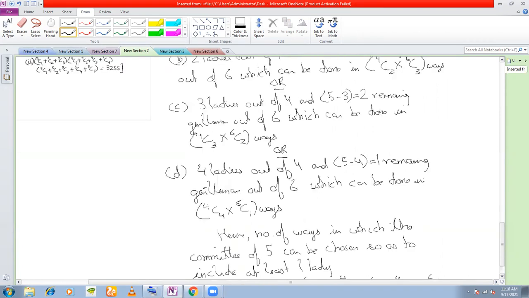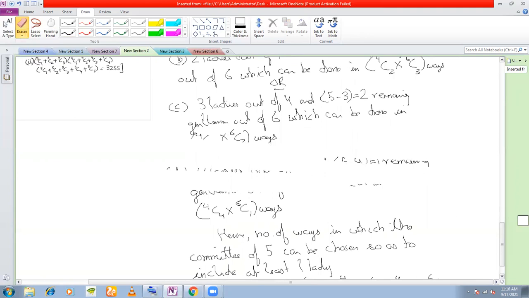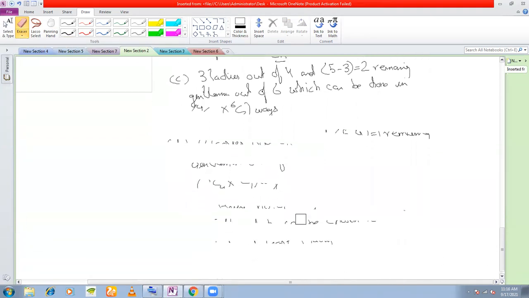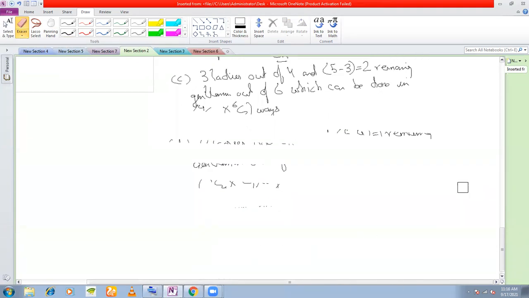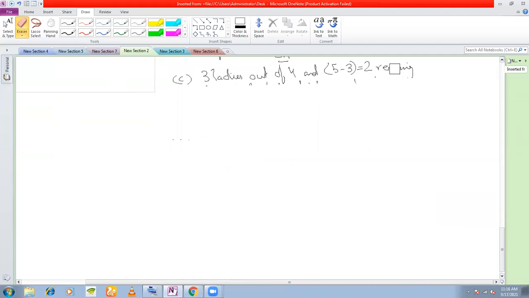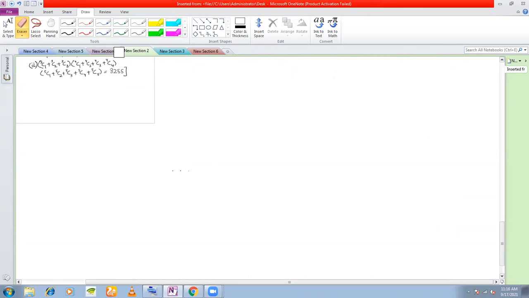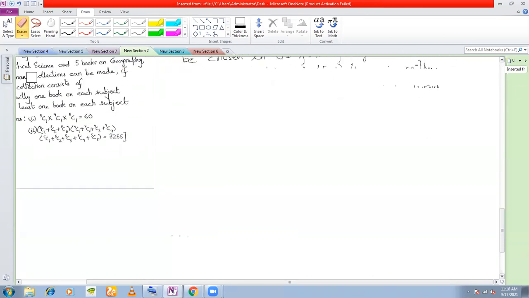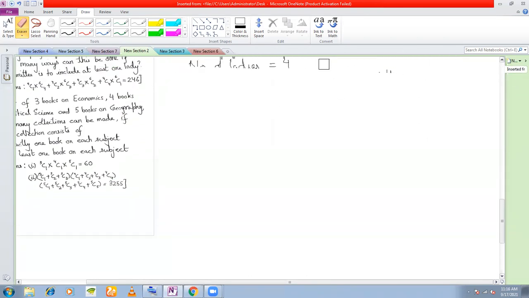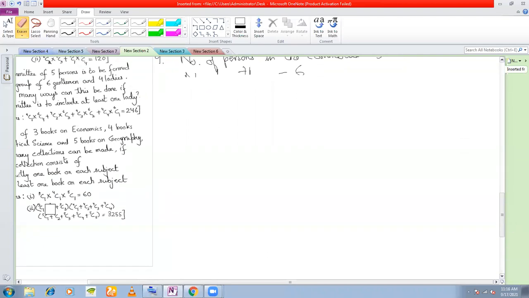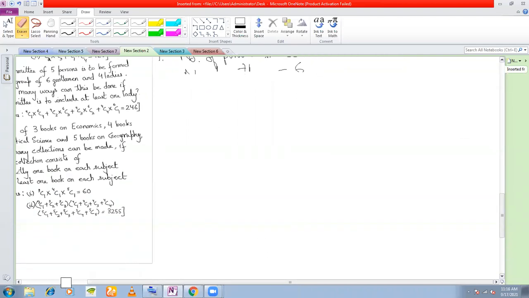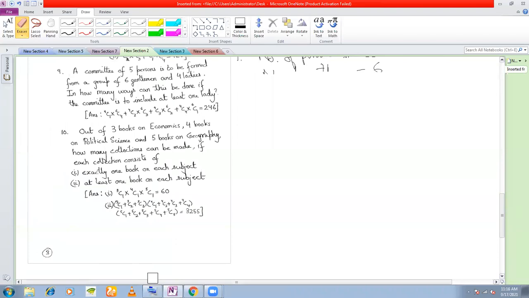Any question here? Easy question. We can move on to the next question then. Last question of this exercise, so that next week I can start with mixed problems on permutation and combination. Okay. Look at number 10.